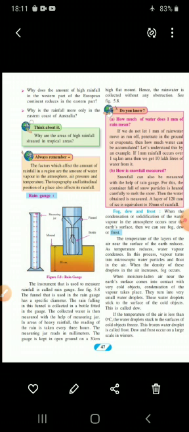Children, a rain gauge is an instrument that is used to measure rainfall, which is very important for the weather department to forecast and to calculate the amount of rainfall in a particular region or in a particular area.